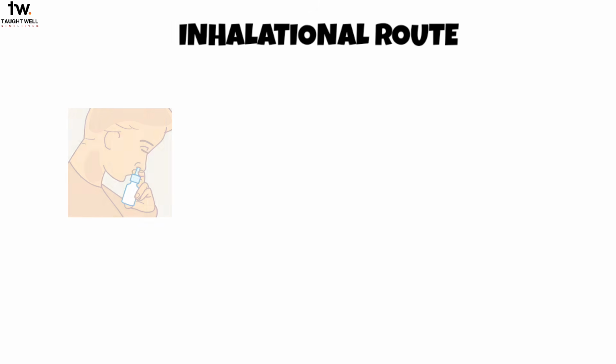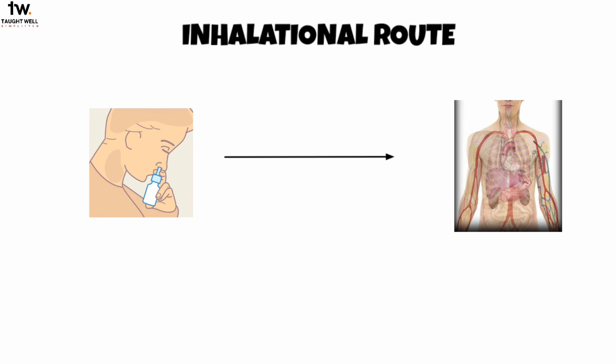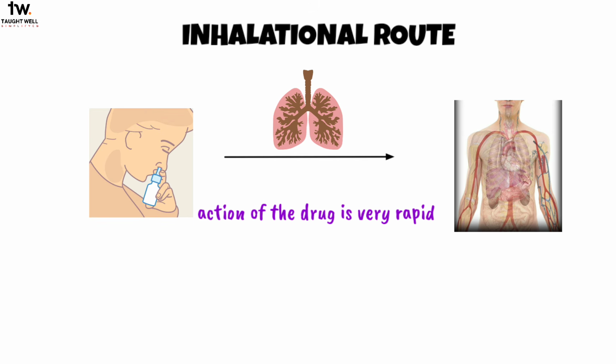Coming to the inhalational route, volatile liquids and gases are given by inhalation for systemic action. For example, general anesthesia. Absorption takes place from the vast surface of alveoli. This means that the action of the drug is very rapid. When administration is discontinued, the drug diffuses back and is quickly eliminated via expired air. So, controlled administration of the drug is possible with moment-to-moment adjustment.